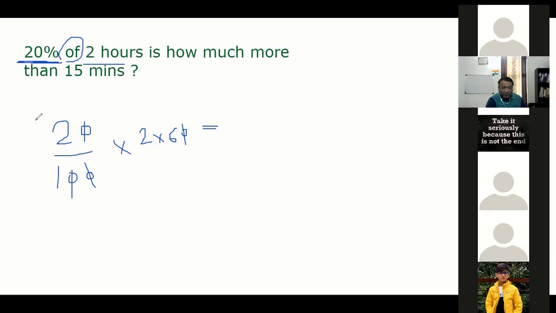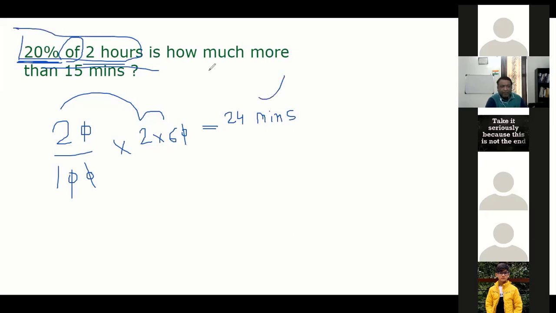What remains on top? 2 into 2, 4. 4 into 6 is 24. So 24 minutes, because you converted to minutes. So 20% of 2 hours is 24 minutes. Now we are asking, 24 minutes is how much more than 15 minutes? 24 minus 15 is 9 minutes. The answer is 9. Correct.